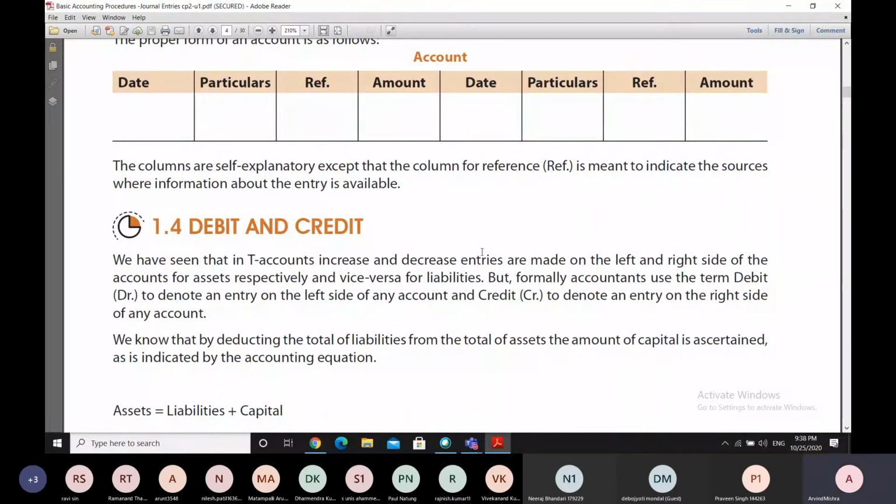But the accountants don't use the words decrease entries or increase entries. They formally use the term debit to denote an entry on the left side of the account, and the word credit is used to denote an entry on the right side of the account. So when we say credit an account, it means that we are going to make an entry on the right side, and when we say debit an account, what we mean is that we are making an entry on the left side of the account.